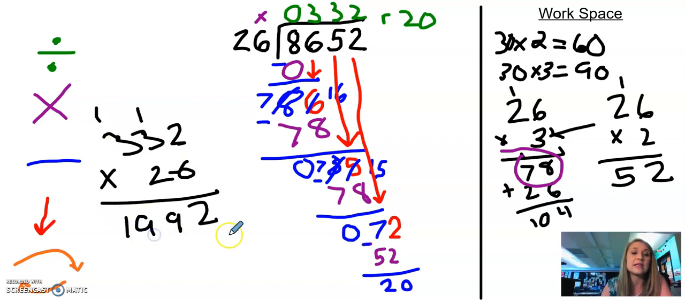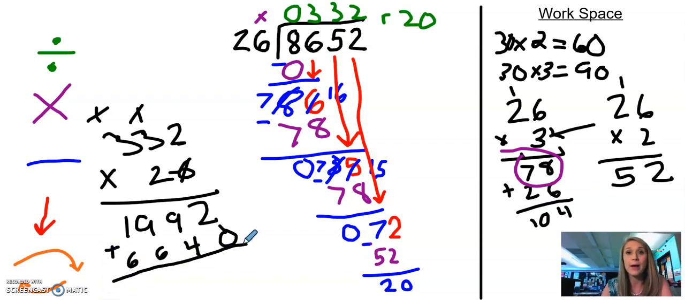And then I say 0 and cross out. 0 and cross out. Keep going. 2 times 2 is 4. 2 times 3 is 6. 2 times 3 is 6. And then I add them up. 2 plus 0 is 2.